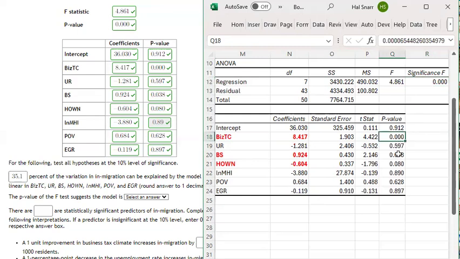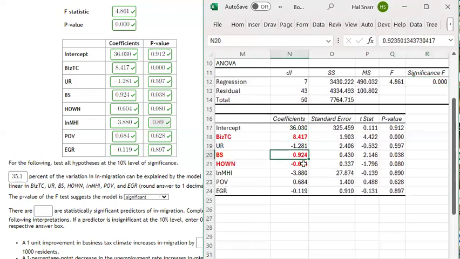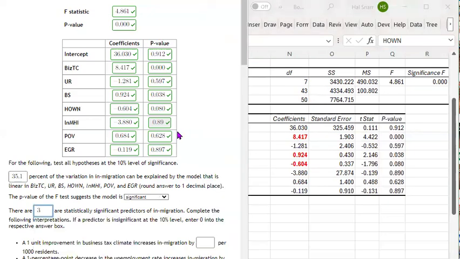But we do have some significant predictors here, which means our F statistic is fairly large and our p-value is really small. So we have evidence that rejects the null hypothesis on the F test, and we conclude that our model is significant. And there were 3 predictors that were significant at the 10% level.